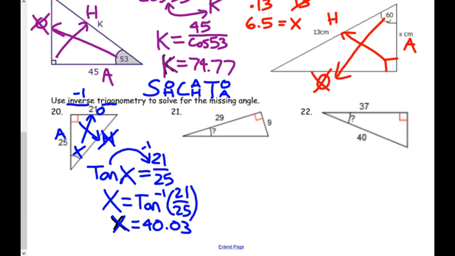Okay, let's try 21. So again, I'll put an X right there. I'm going to label O, H, A. This is another one where H is missing, so I'm going to use OA, which is tan, TOA, right? So tangent X equals O over A.